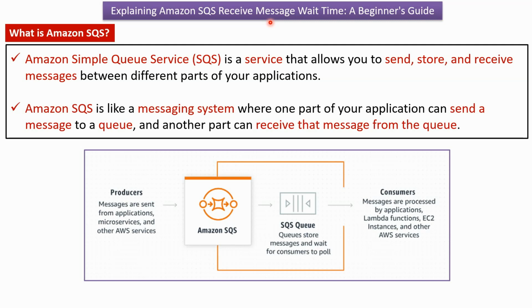In this video tutorial, I will explain what is receive message wait time in Amazon SQS. What is Amazon SQS? Amazon SQS is a service that allows you to send, store and receive messages between different parts of your applications. Amazon SQS is like a messaging system where one part of your application can send messages to the queue and another part of your application can receive those messages from the queue.